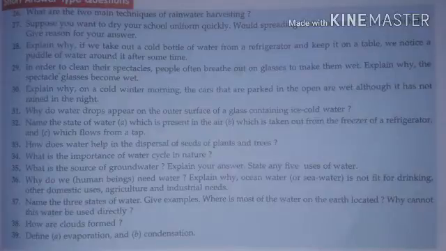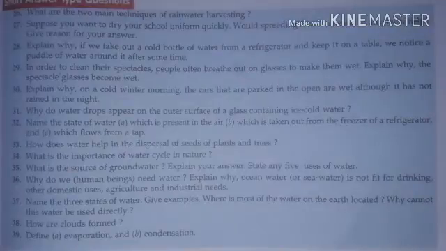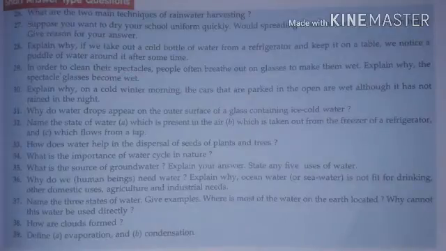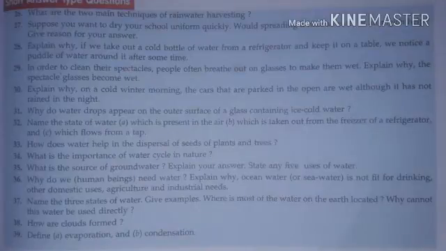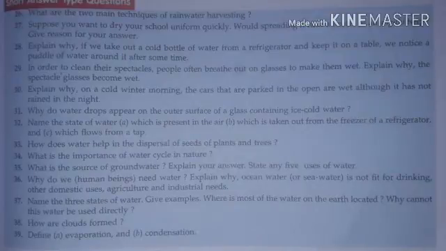Next question. Suppose you want to dry your school uniform quickly. Would spreading it near a heater or angiti help? Give the reasons for your answer. So here, when you want to dry your cloth quickly, you keep it near an angiti or heater. Then what happens? Because of that heat, the water molecules present in the wet cloth are going to evaporate. They take up the heat from the angiti and become vapor, and they escape from your cloth, so that your cloth becomes dry quicker when compared to normal conditions.